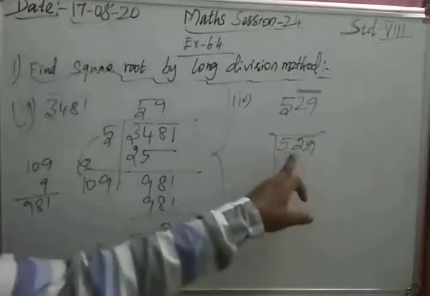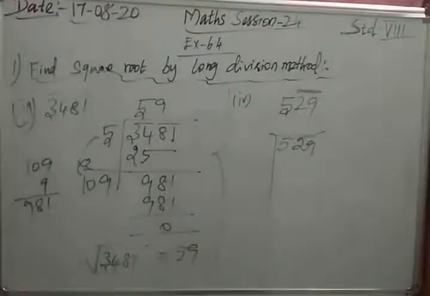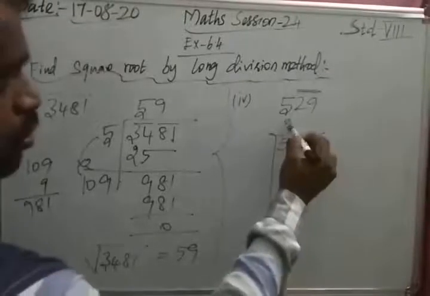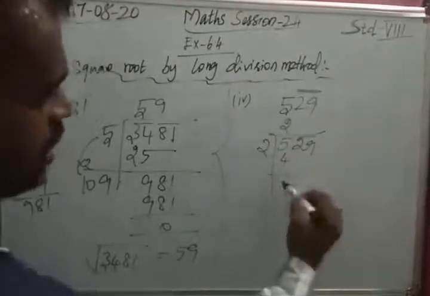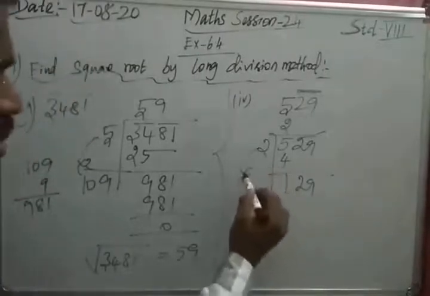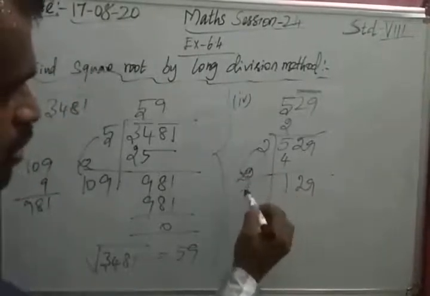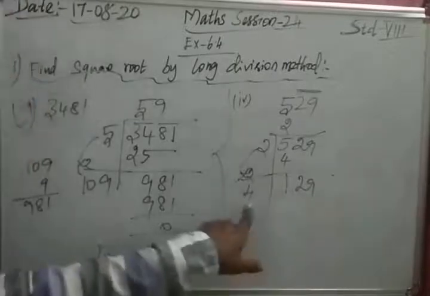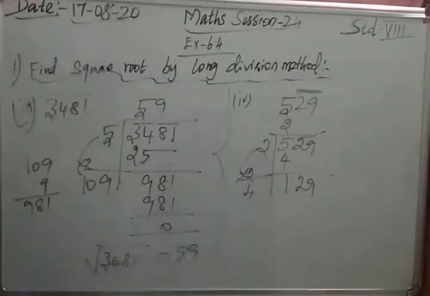For the first number 5 is there. For 5, what is the overall? We all know that already. 2 2s are 4. Then balance 1. Then take the 29 downside. When we are multiplying here by 2, we will get the value 4. After 4, we have to put one number. The number should be 9.